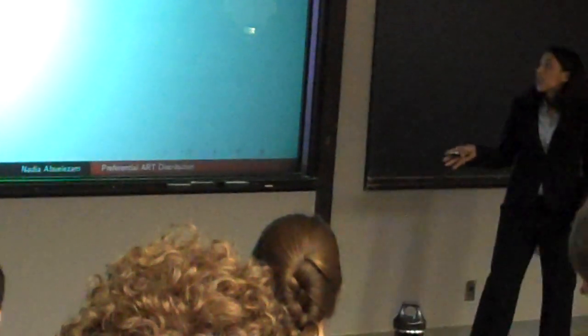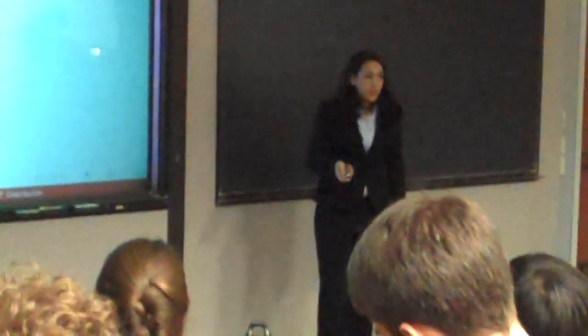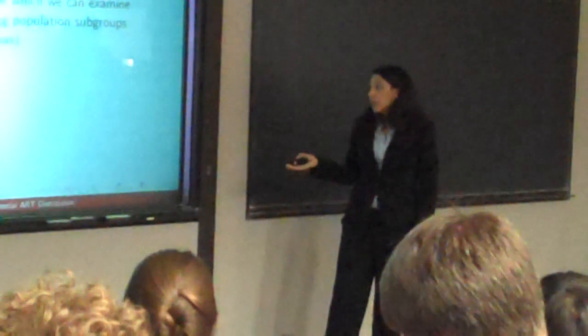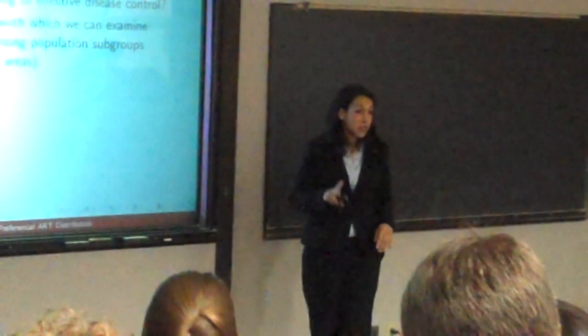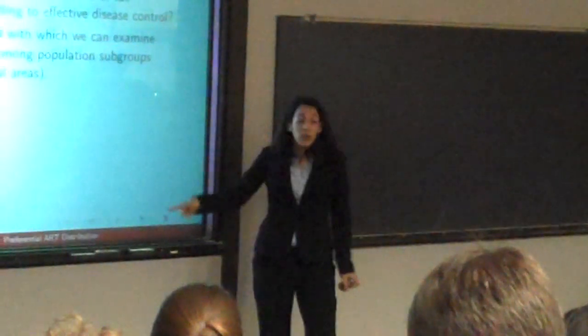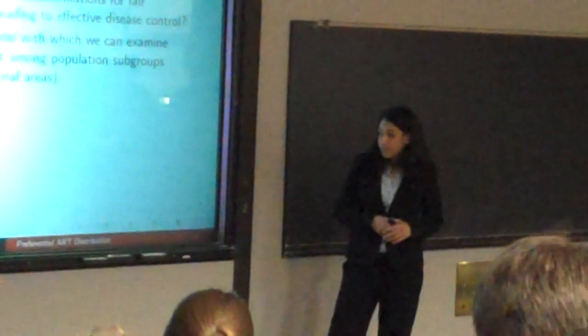Are the World Health Organization's recommendations for fair treatment allocation going to lead to effective disease control? The way we're going to do this is develop a mathematical model which we can examine preferential ART treatment with. The two subpopulations I'm going to be looking at are women and those living in rural areas, and I'm going to look at combinations of those as well.